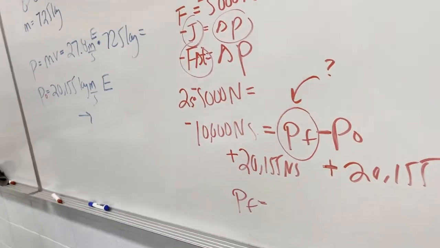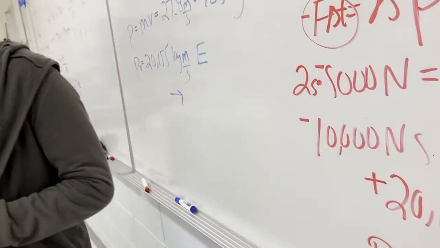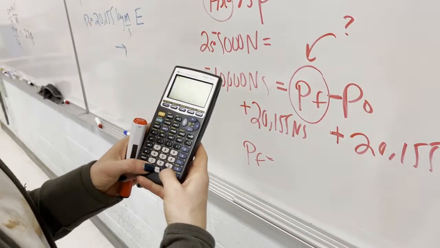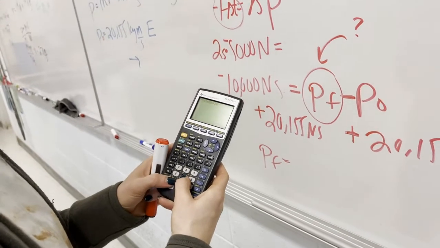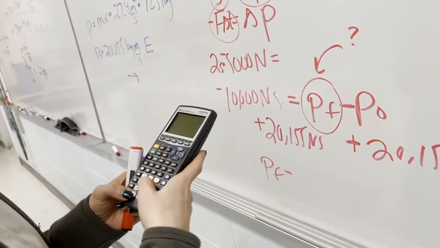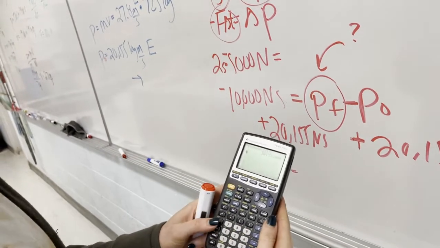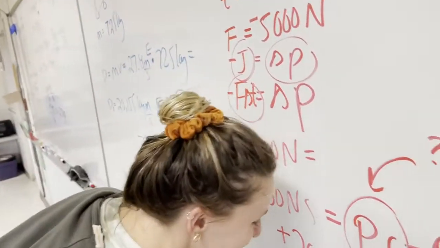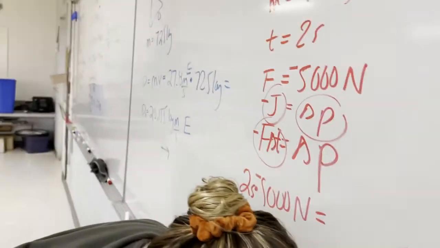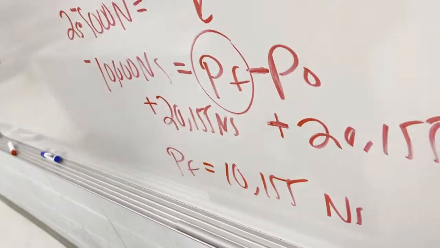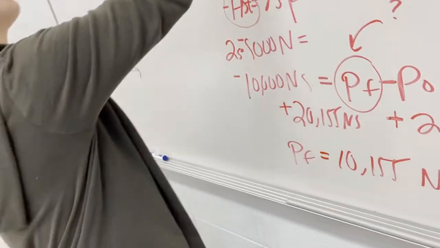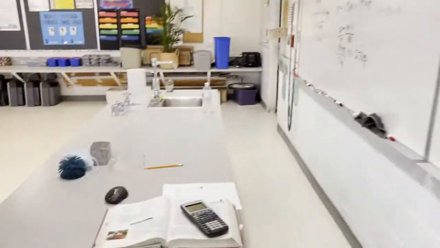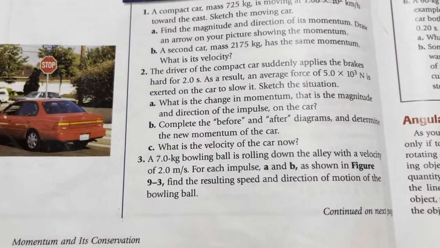Hold up. There's something wrong here. Oh, no, you're right. Good so far? Okay. So that's going to be negative 10,000 Newton seconds plus 20,155. And I'm going to tell you, I don't need a calculator for that one. It's 10,155, right? It is 10,155. Do not feel bad if you could not do that in your head. So that means our final momentum was 10,155 Newton seconds.